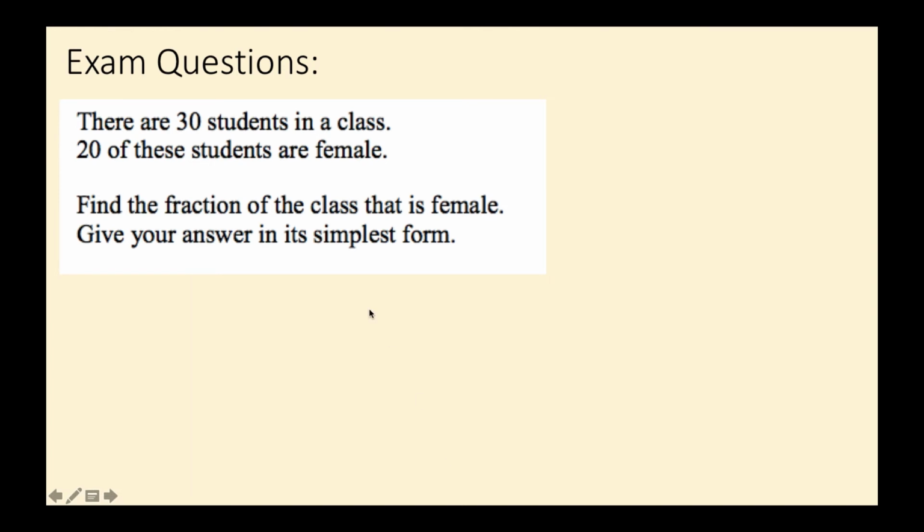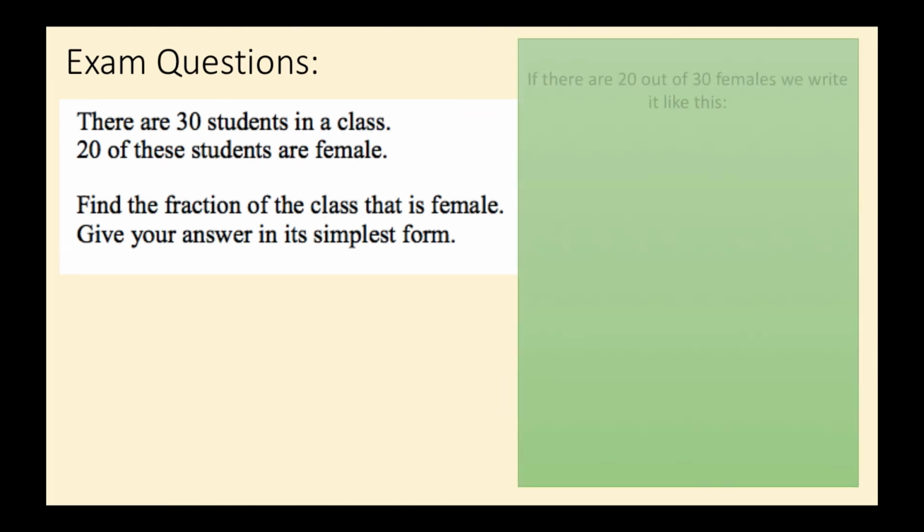Now, you'll see that quite a bit, especially if you're going to be doing GCSEs. Simplest form means you have to cancel the fraction down, like I did with the percentage question we did earlier. So I will show you that again. So there are 30 students in the class and 20 are female. So that means that there are 20 females out of a class of 30 people.